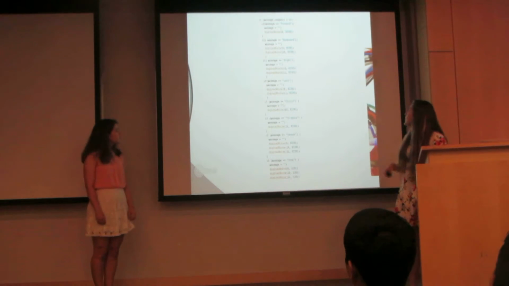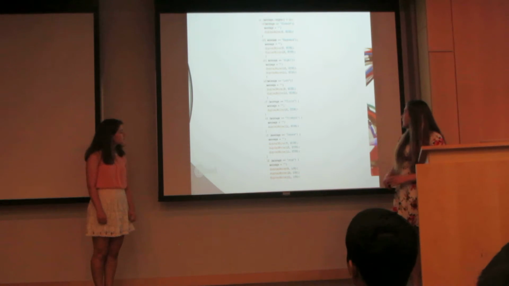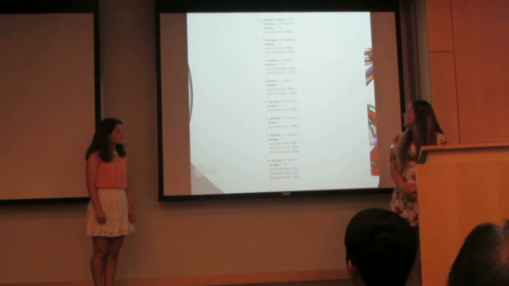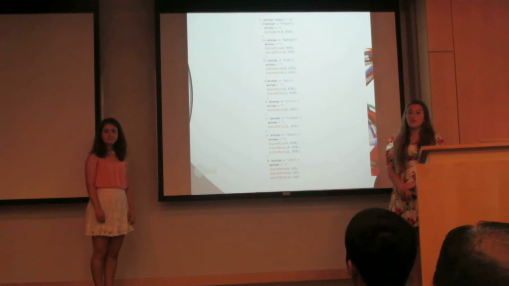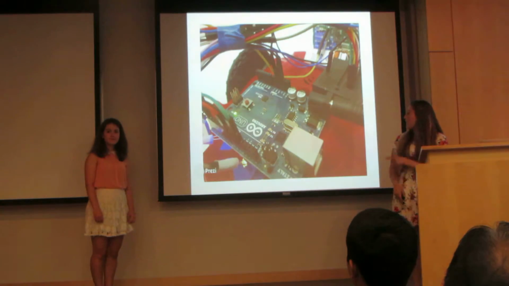And here in our code, you can see the different directions, like backwards, right, and also different shapes like circle, and the different LEDs that would turn on based on the direction we decided to move in. And here in our picture, you can see the Arduino and the LEDs below it.